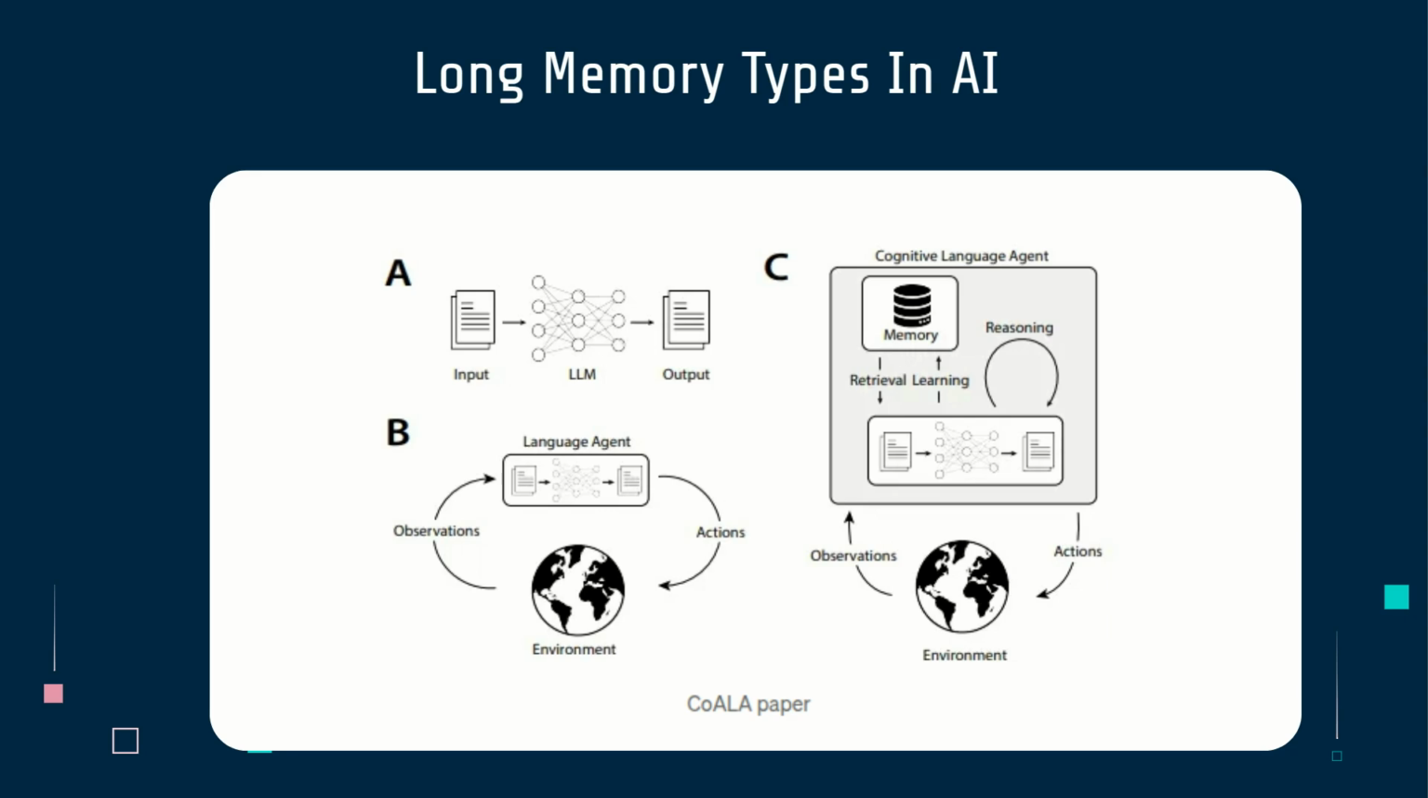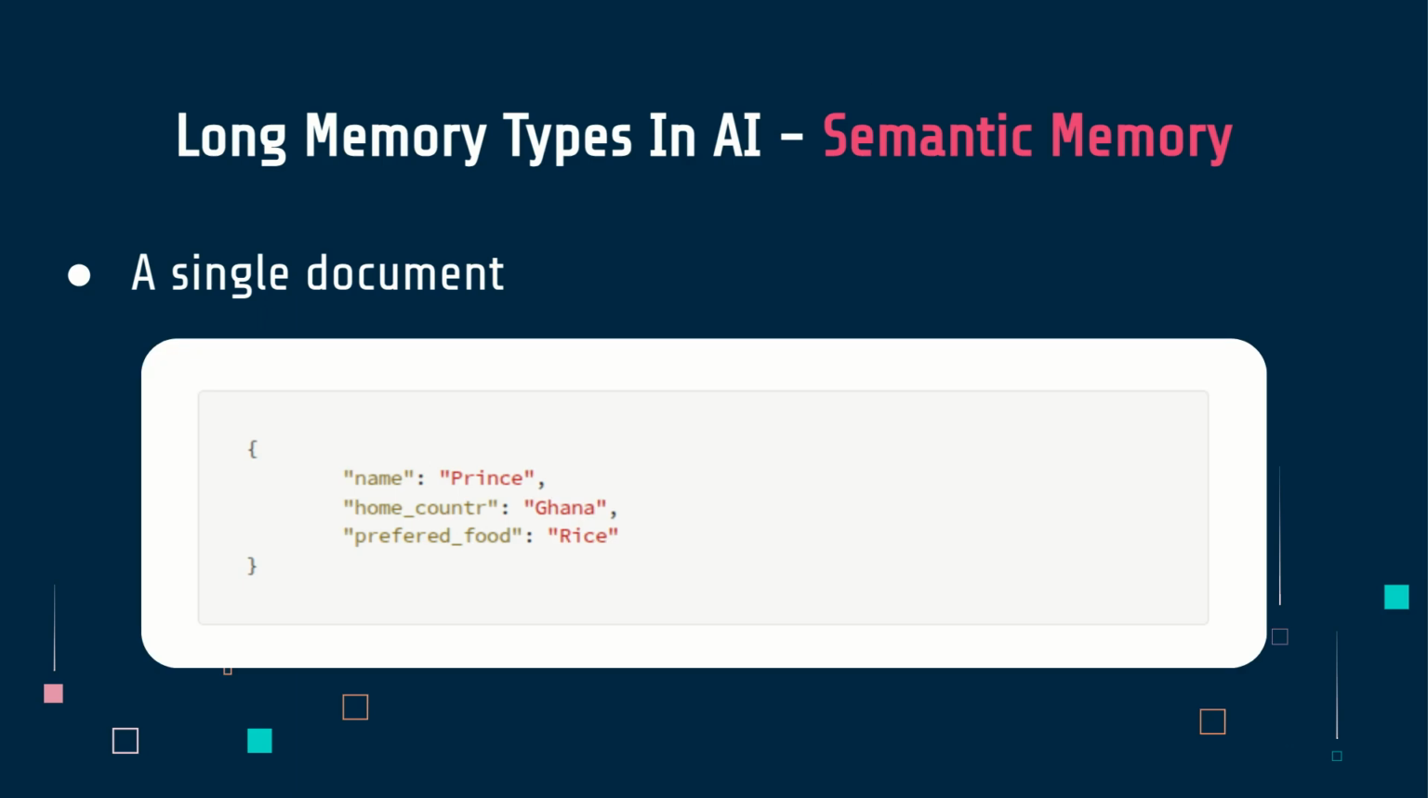So, environment, observation, actions, cognitive language agent, and then you see the memory base in there, and all that. If you really want to understand this, you can take a look at CoALA. But I'm just going to go ahead and give you a simple summary.